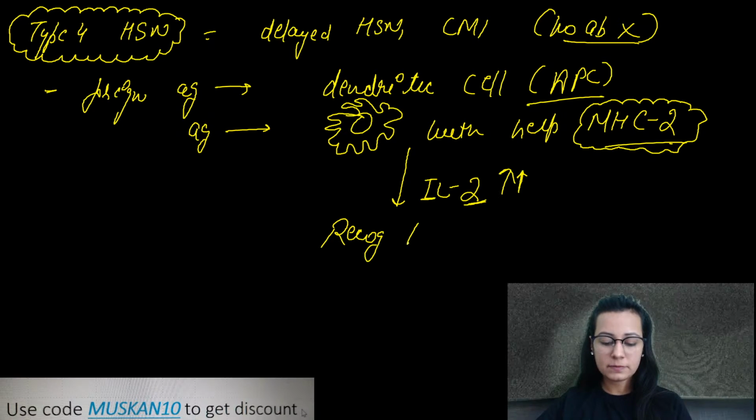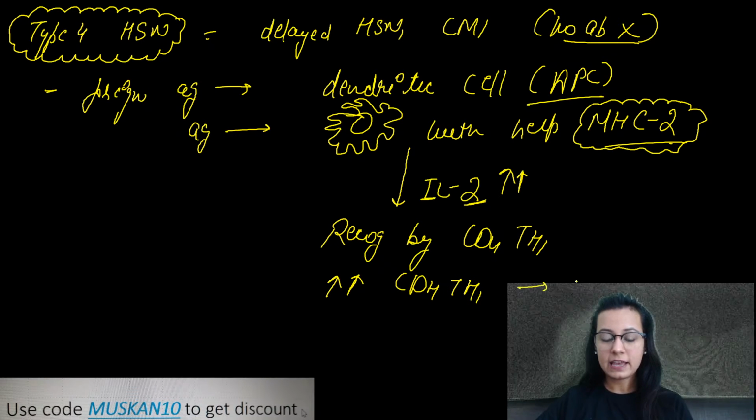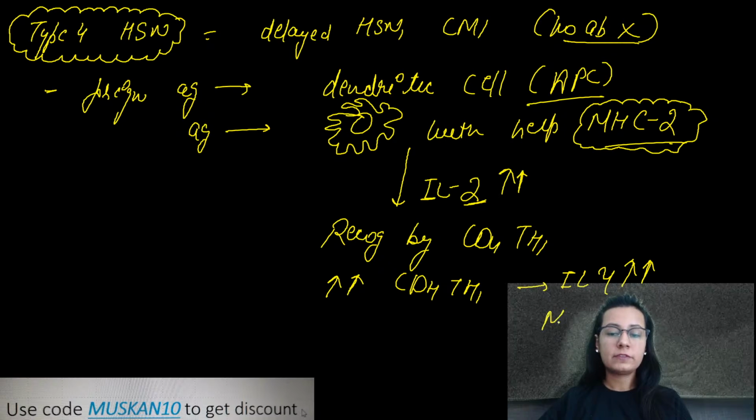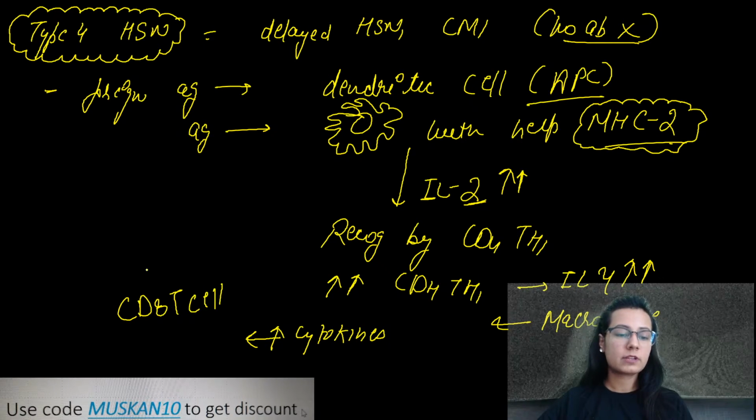That is recognized by the CD4 T1 cells, and this will increase the release of the CD4 T1 cells, and this will release interferon gamma. Okay, so this is the basic mechanism, and interferon gamma will activate the macrophages, increase the macrophages, and macrophages will release cytokines, right? And further activating the CD8 T cells, and this will what?